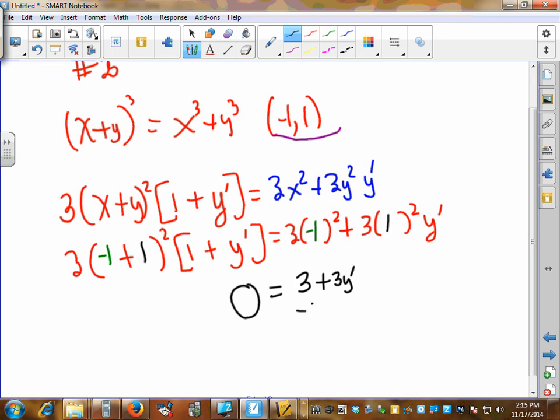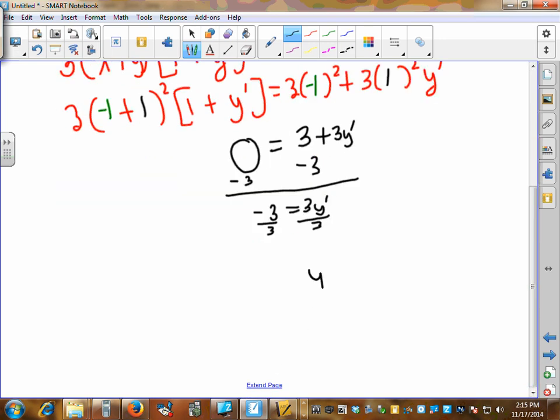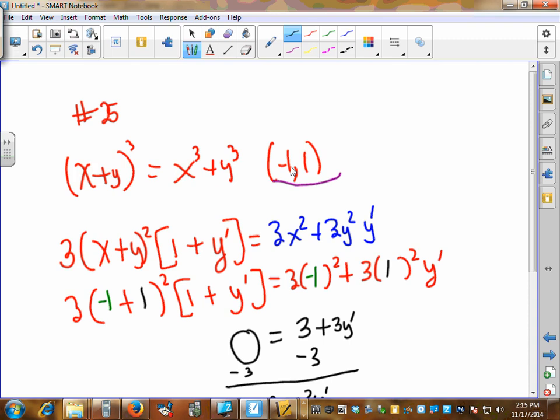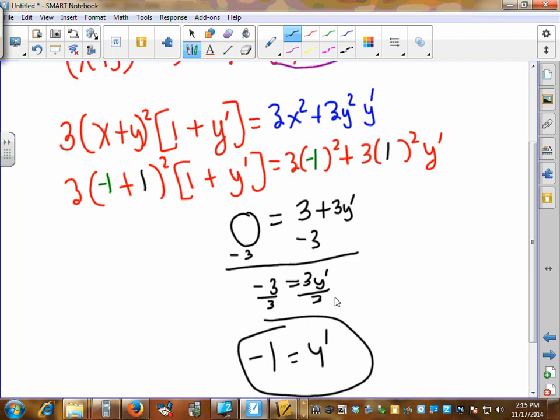And now we will subtract 3 from both sides. You get negative 3 equal to 3y derivative. Divide by 3, and you get y derivative equal to negative 1. So if we were to graph this thing at the point negative 1, 1, since we have y derivative equal to negative 1, we know that function would be decreasing.